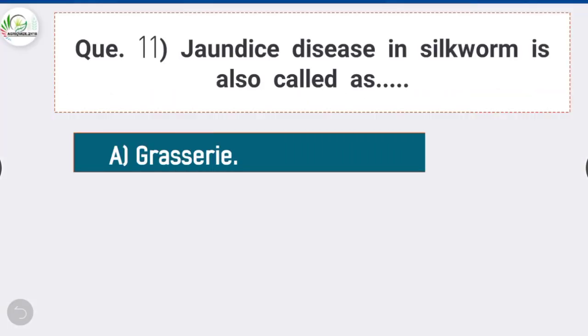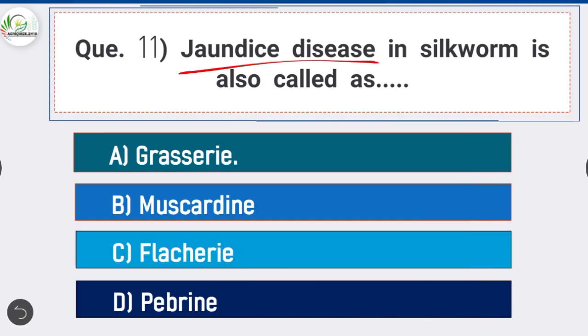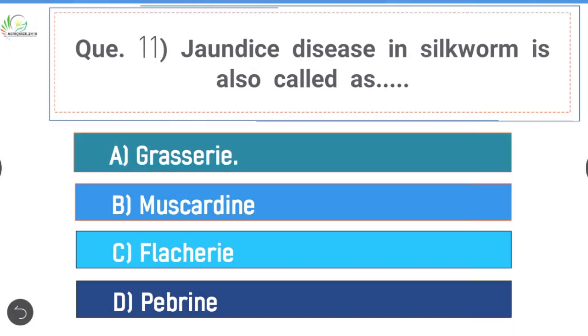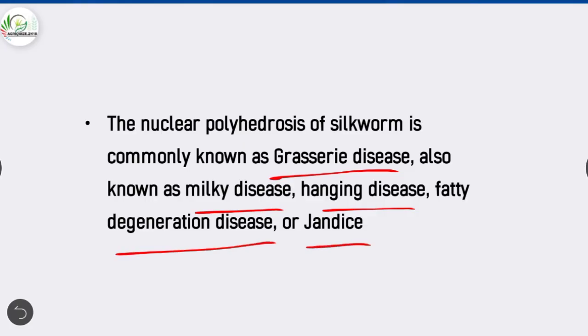Question number 11. Jaundice disease in silkworm is also called? And the correct answer is grasserie. The nuclear polyhedrosis of silkworm is commonly known as grasserie disease, also known as milky disease, hanging disease, fatty degeneration disease or jaundice.